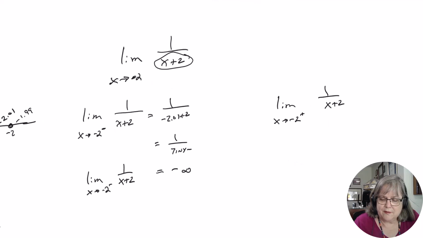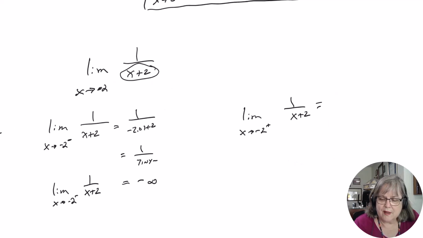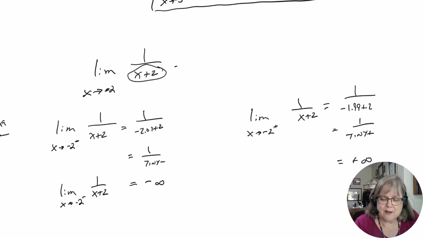And this one is coming in from the right. So you'd have 1 over -1.99 plus 2, which is 1 over a tiny positive. So this is positive infinity. So if they asked you the two-sided one, this one also does not exist.